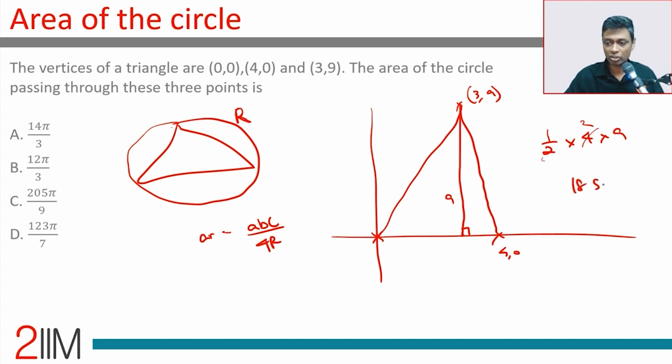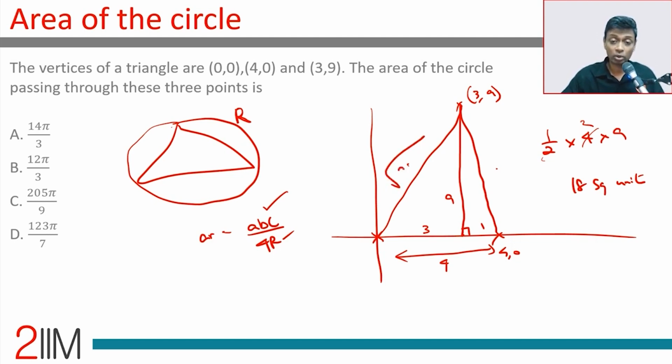It is 2 into 9, 18 square units. If we can plug this into ABC by 4R, we get R. But we know this is 4. We know this is 3, this is 1.